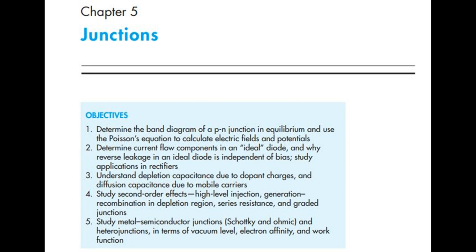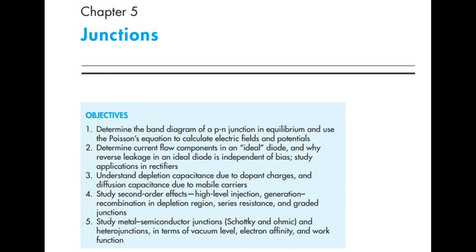Chapter 5: Junctions. Objectives: 1. Determine the band diagram of a p-n junction in equilibrium and use Poisson's equation to calculate electric fields and potentials. 2. Determine current flow components in an ideal diode, and why reverse leakage in an ideal diode is independent of bias. Study applications in rectifiers.